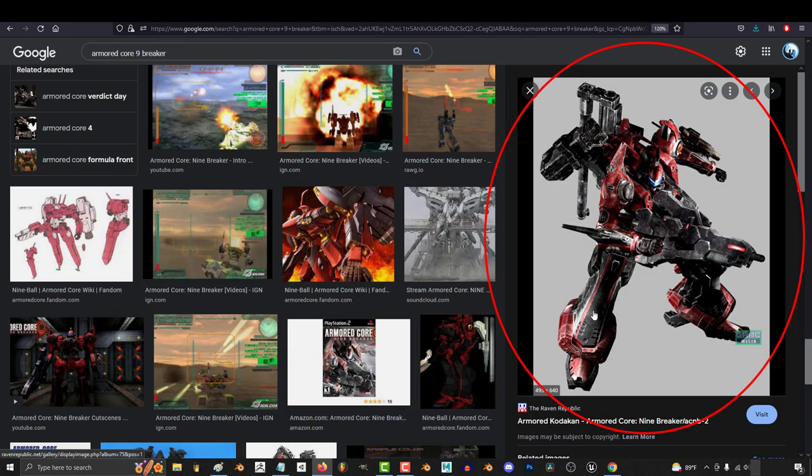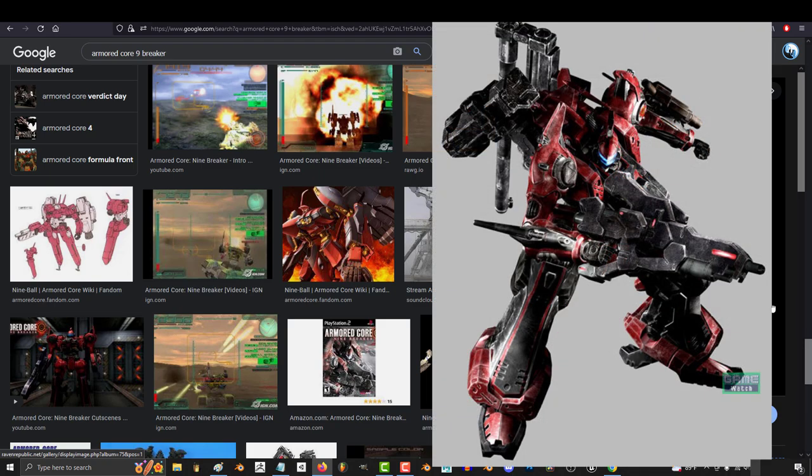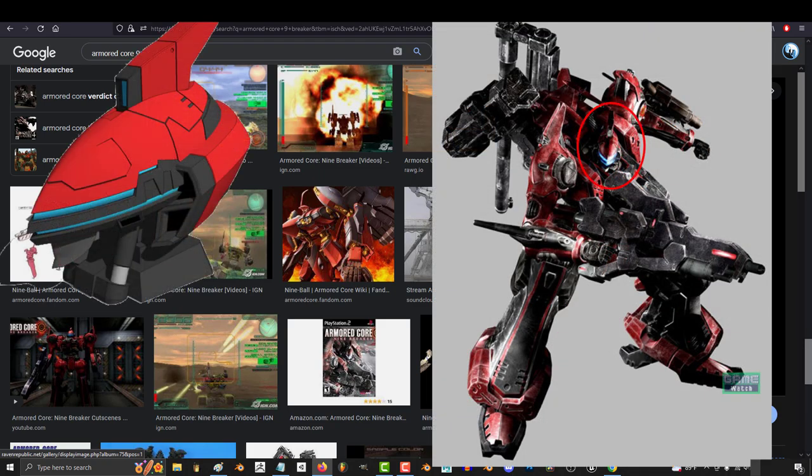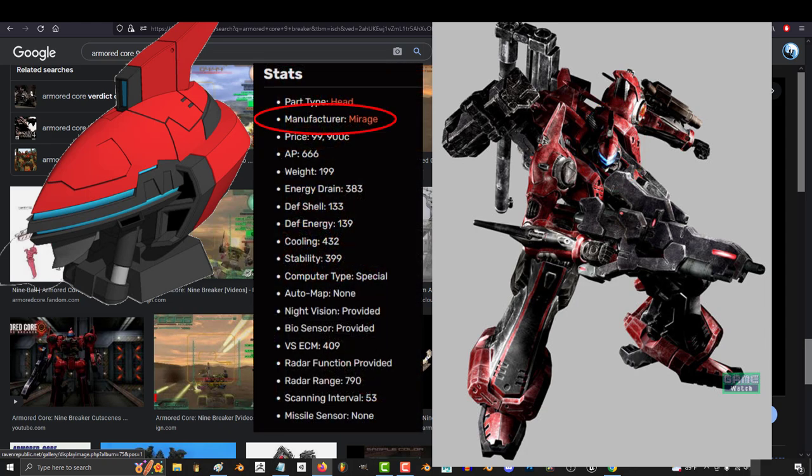If you show this image to any normal person, they'll probably just tell you it's a robot. But to the initiated, trained eye, this isn't just a robot, that's a third generation 9-Ball AC. This head is the YH-12 Mayfly, manufactured by Mirage.